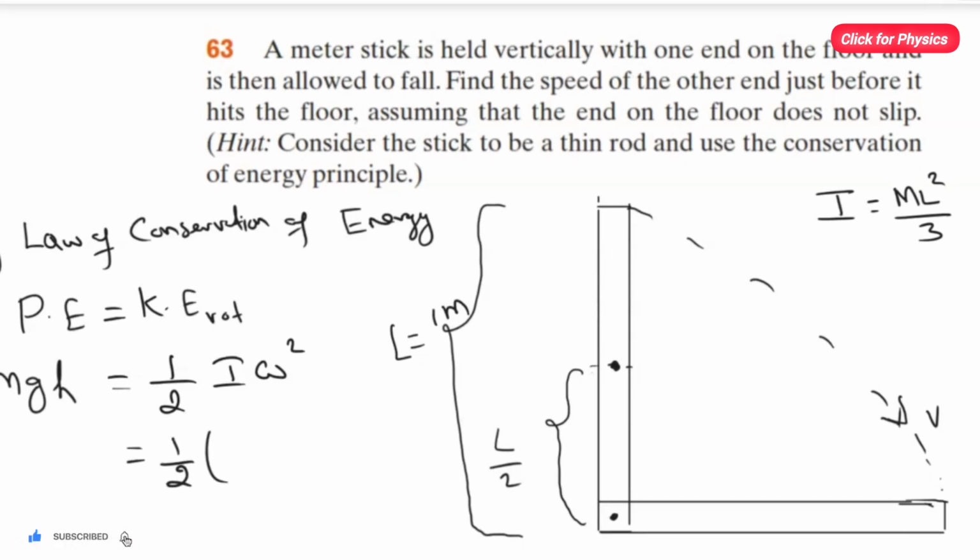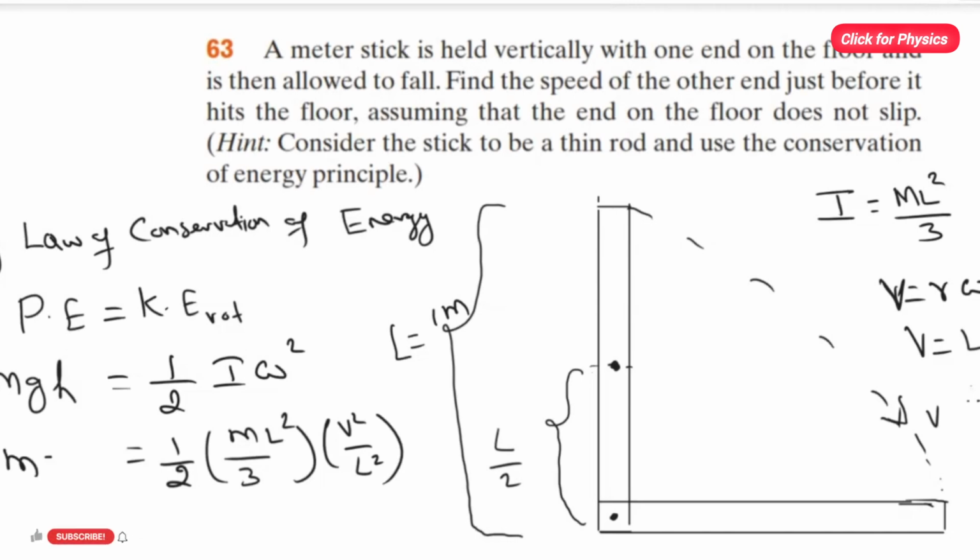Half ml square over 3, and then omega square. Because omega is not given, we can use the relation between the linear and the angular speed, v equal to r omega. Here r is nothing but the length, so we can write v is equal to L omega. Therefore omega is equal to v over L. So in place of omega, I have to substitute v over L, so here v square over L square.